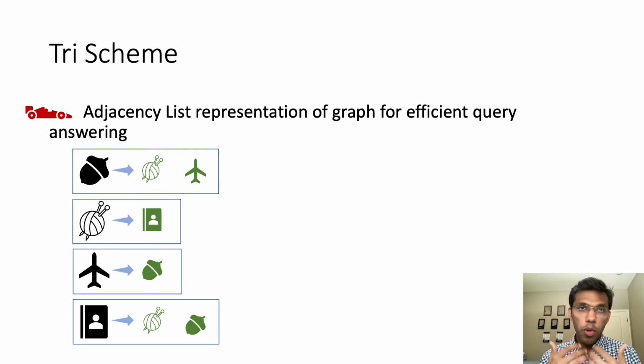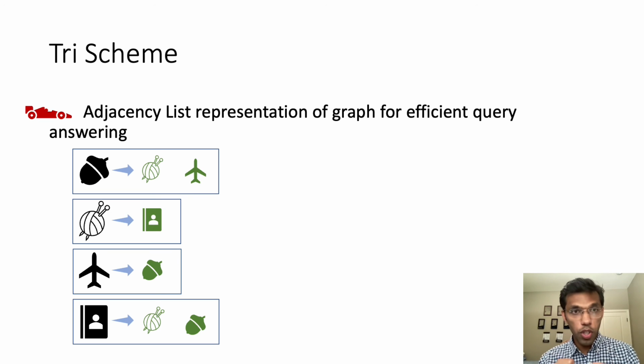So we call this more viable and more practical solution framework tri-schemes, which involves triangles. We use an adjacency representation for efficient query answering. You can see that the distance between Acorn and the knitting kit and the aeroplane is known, so they are represented as an adjacency list.